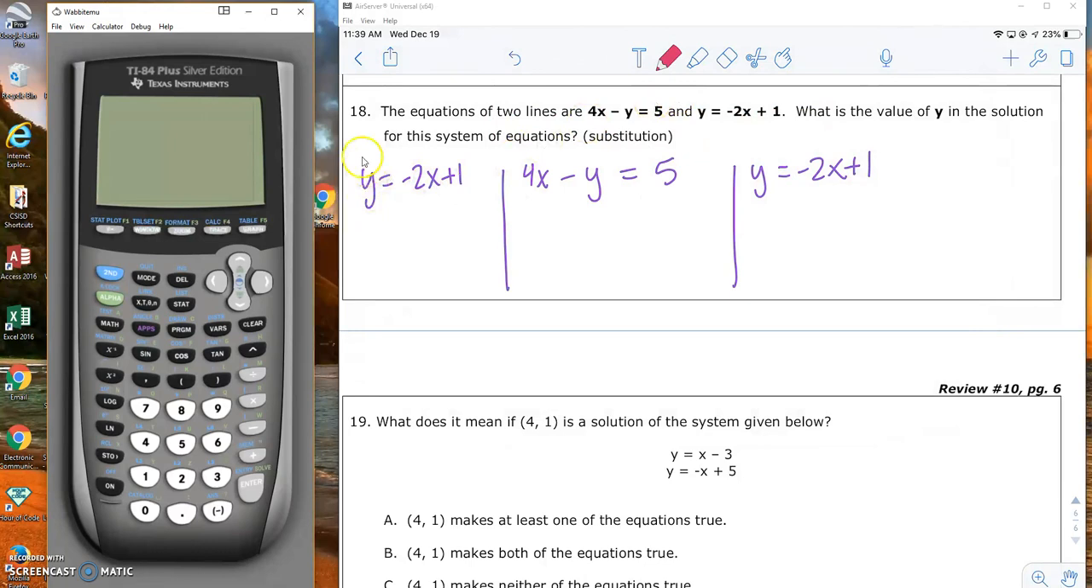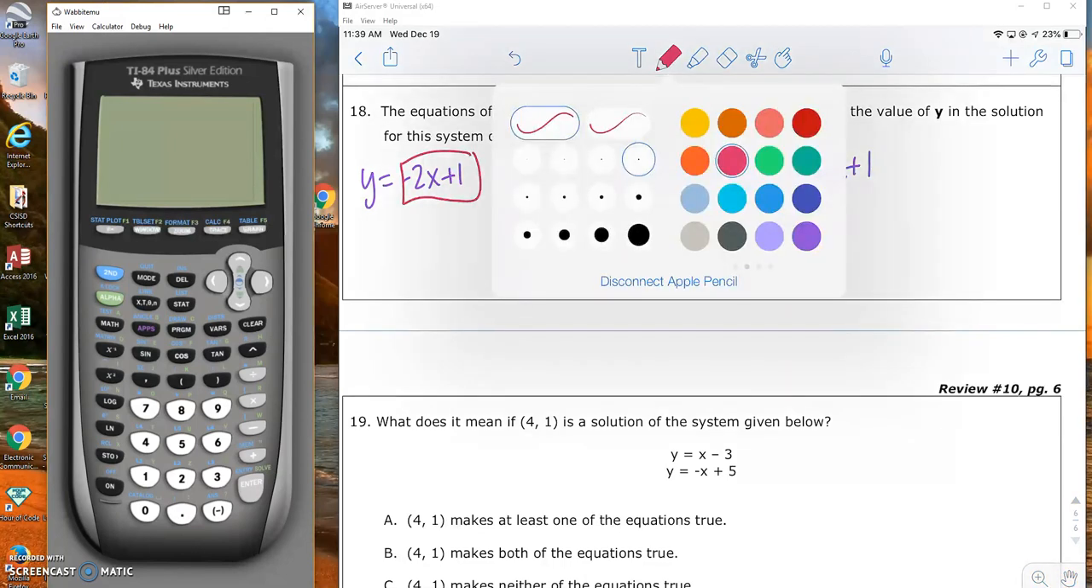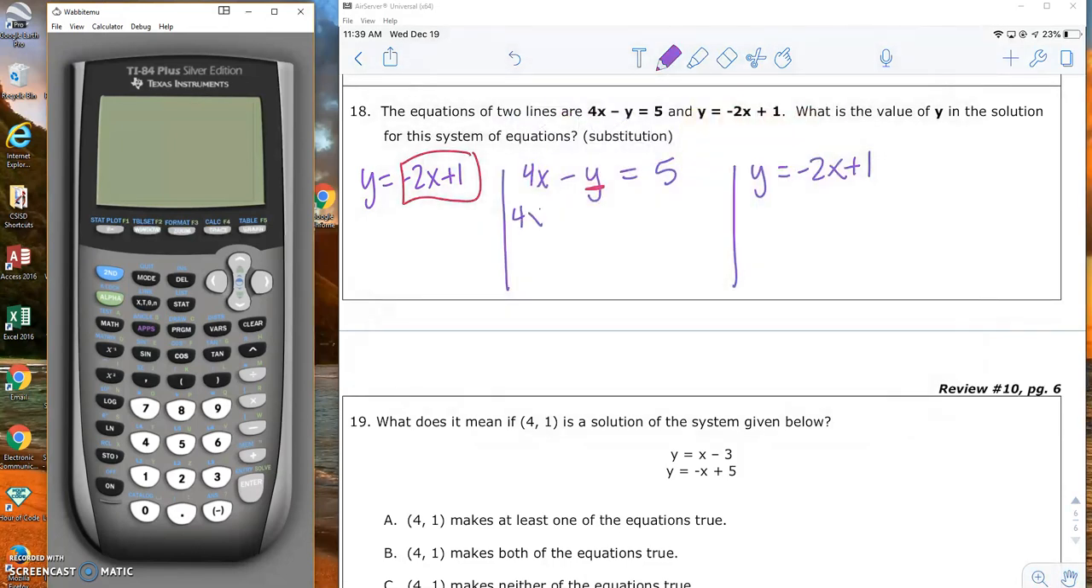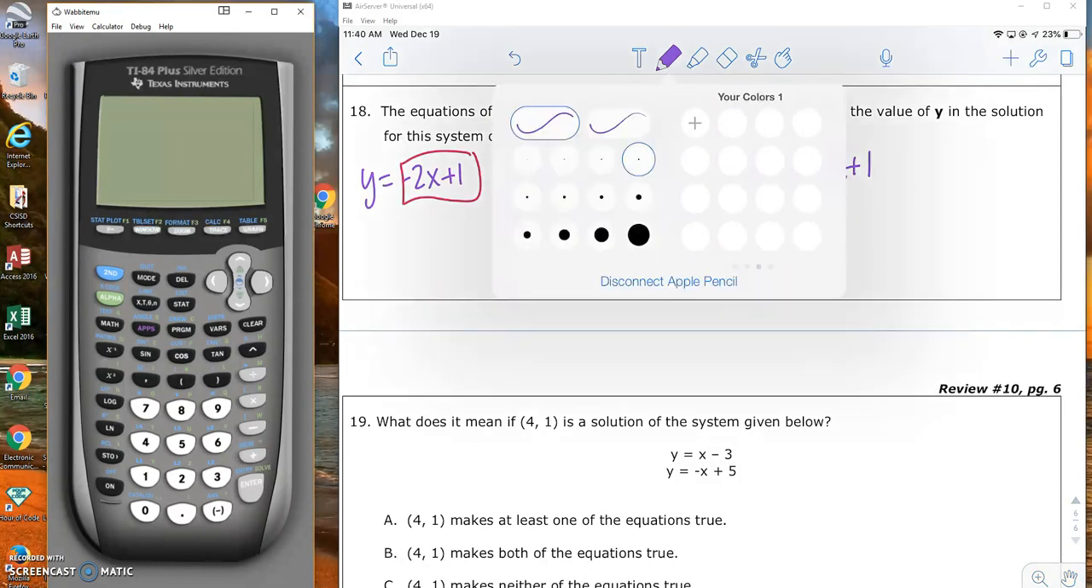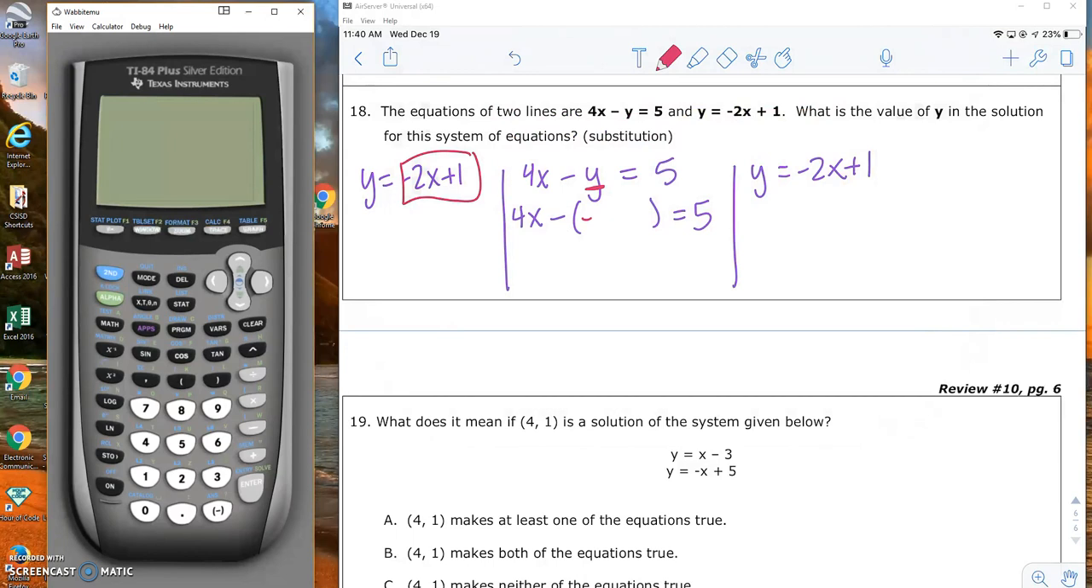So my equation that has y by itself is over here. Remember, we make a substitution sandwich, so bread, and then meat. This is where most of my work happens. So instead of y, I'm replacing y with -2x plus 1, and I am leaving everything else the same. So where y was, I replace. And again, I leave 4x, the minus equals 5, all the same.